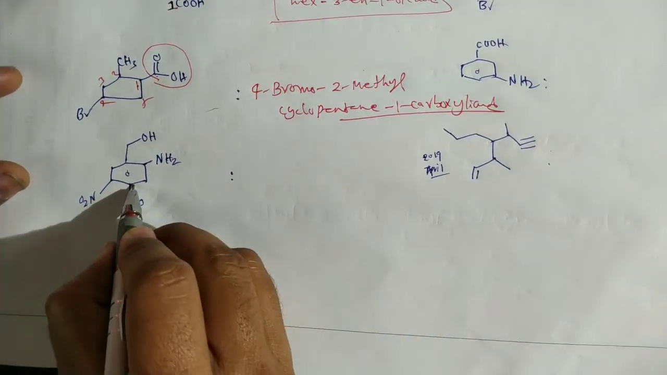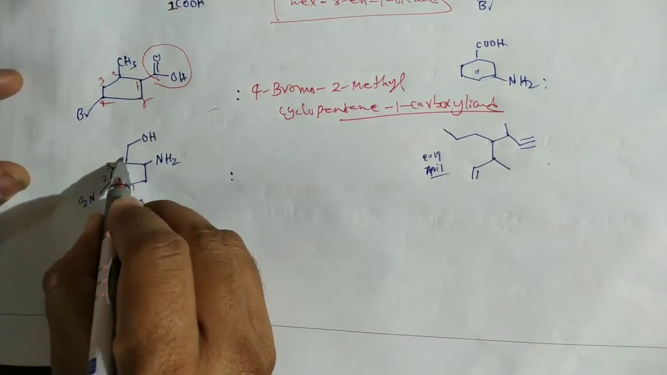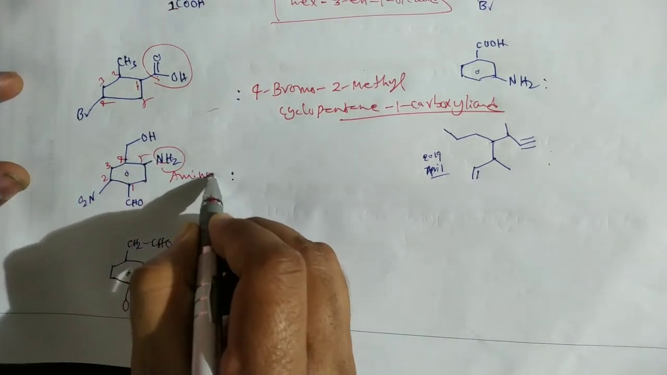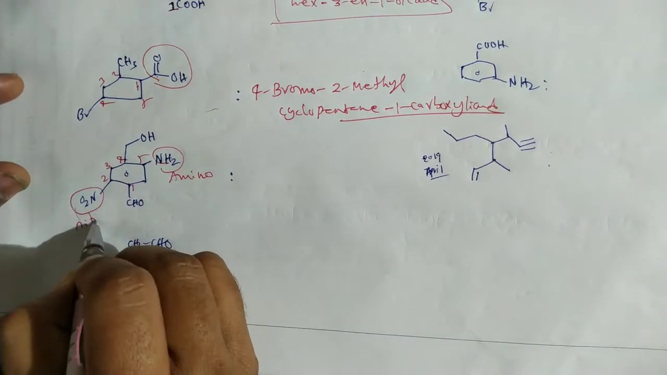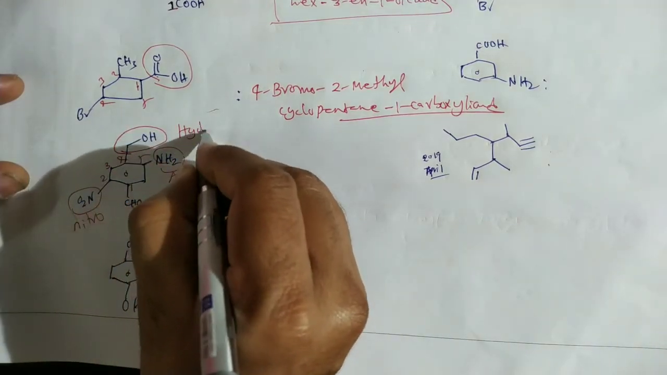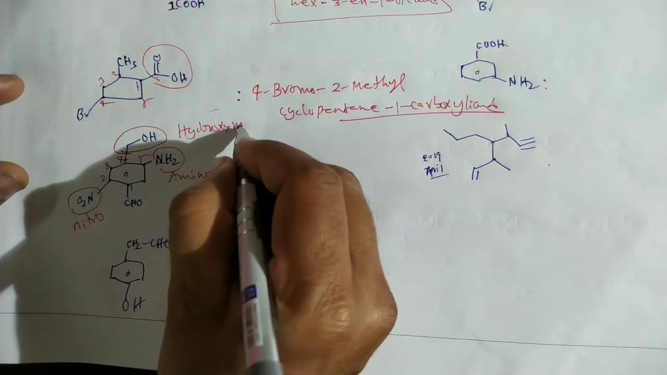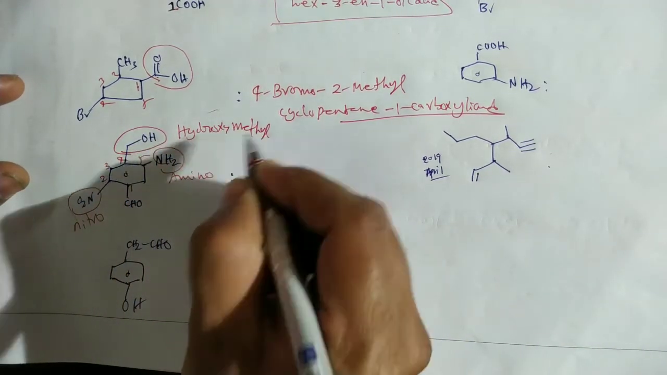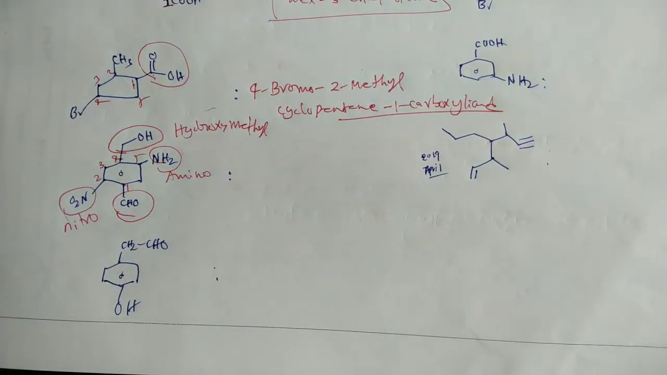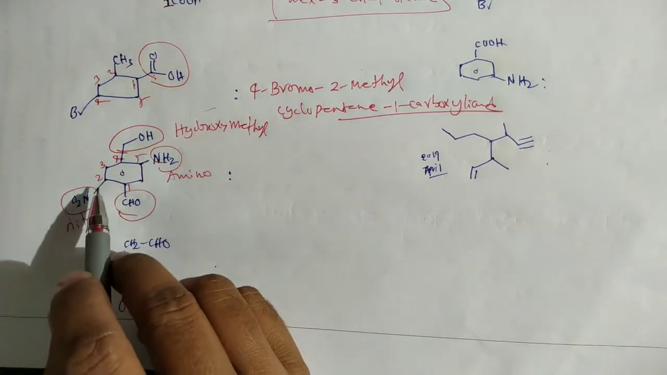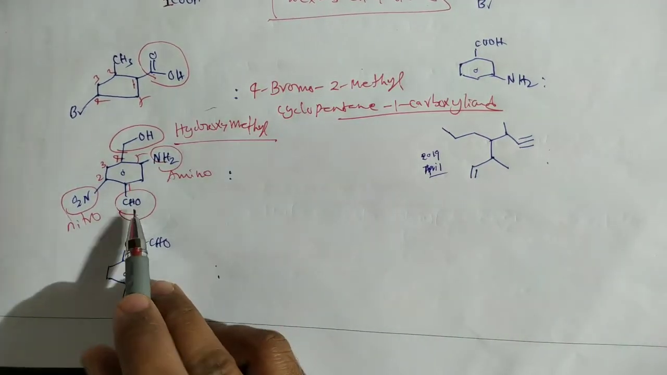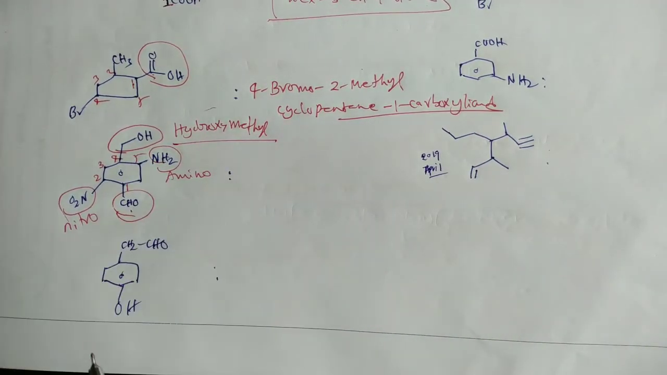Now here in this case again aldehyde, 1 2 3 4 5. This is named as amino, this is named as nitro, this is named as hydroxymethyl, benzene carbaldehyde. So 5 amino, 2 nitro and 4 hydroxymethyl benzene carbaldehyde, or benzaldehyde.